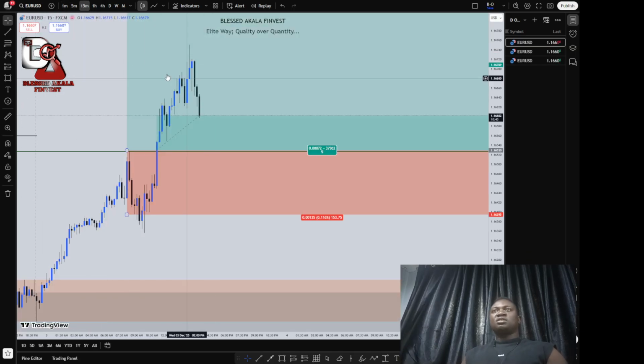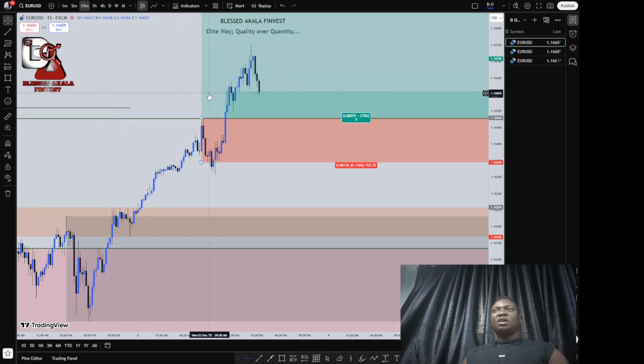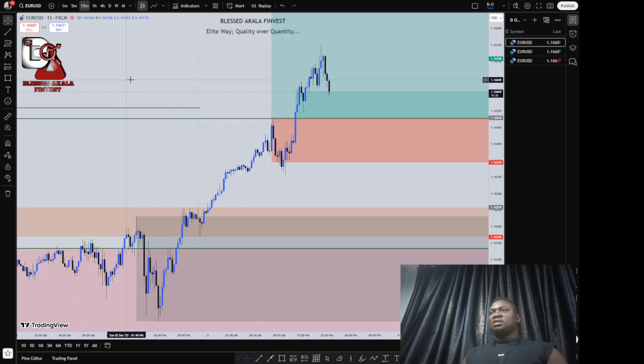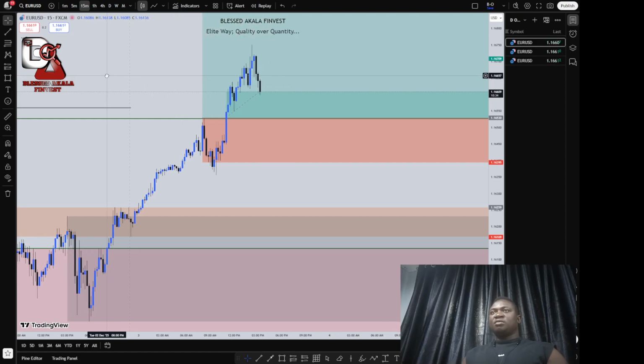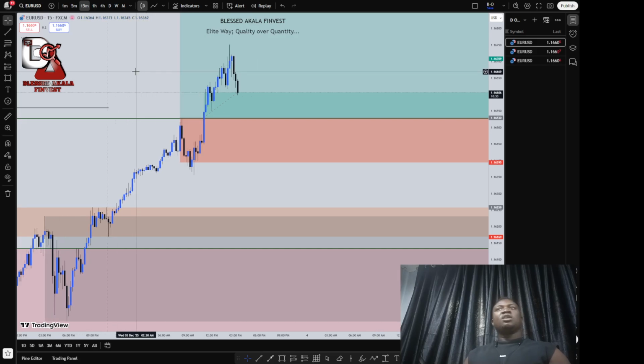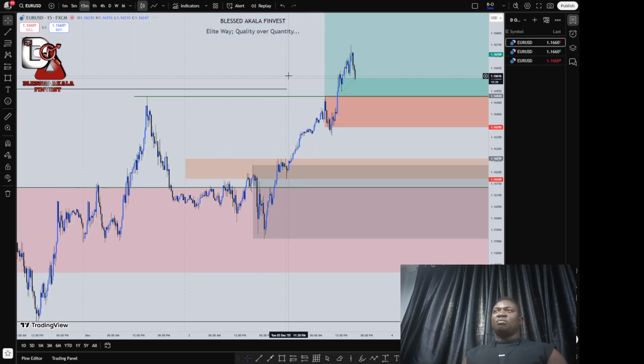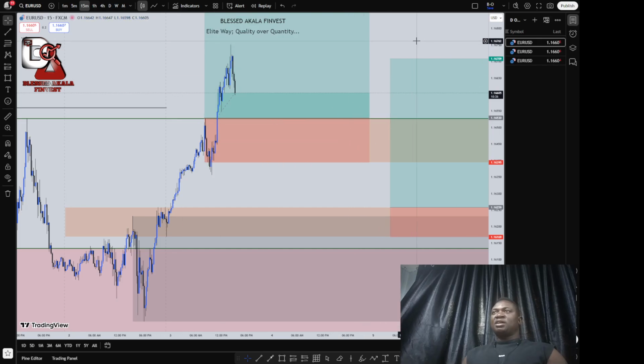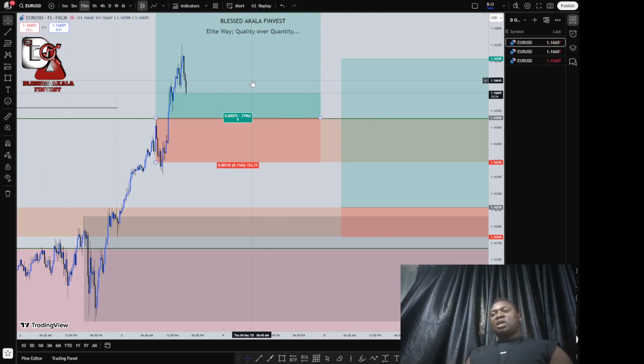Unless I spot on lower time frame liquidity being generated and being taken from that level, then automatically I can continue to either buy from or sell on lower time frame. Well, my aggressive entries, this would be my aggressive entries. So that will be all for now.